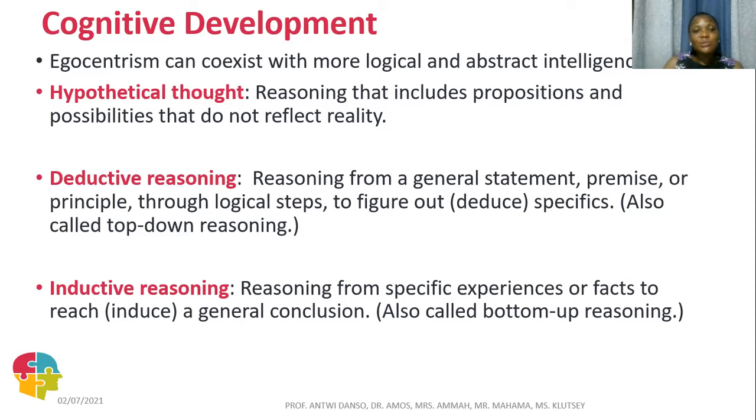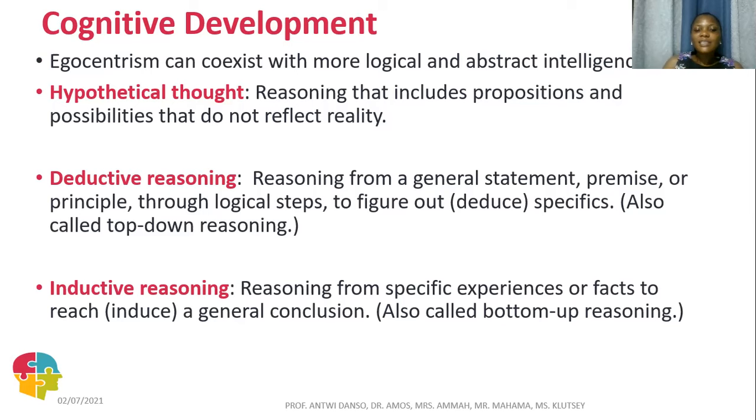Adolescents are able to do deductive reasoning and inductive reasoning. Deductive reasoning, so you reason from a general statement or a premise, a principle, or a logical thought, and they can deduce things from them. It is called what? Top-down reasoning. So they're able to do deductive reasoning. So all humans are cats. Kofi is a human. It means Kofi is a cat. That is deductive reasoning. They are able to do it.